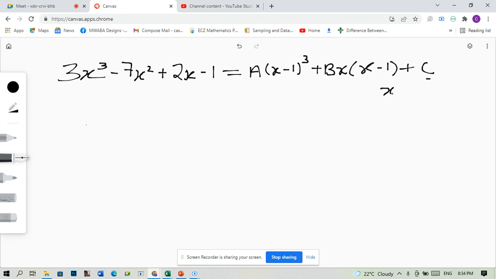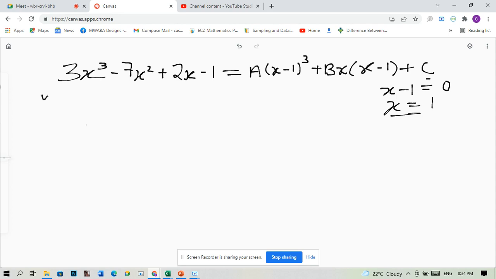So we say x minus 1 equals 0, right? And we say x equals 1. So that is our critical value. As you see, when we substitute x for 1, we're going to get rid of most of the terms and we'll be able to find the value of c. So this is our critical value, x equals 1. So we say when x equals 1, all right, so we substitute 1 for x.